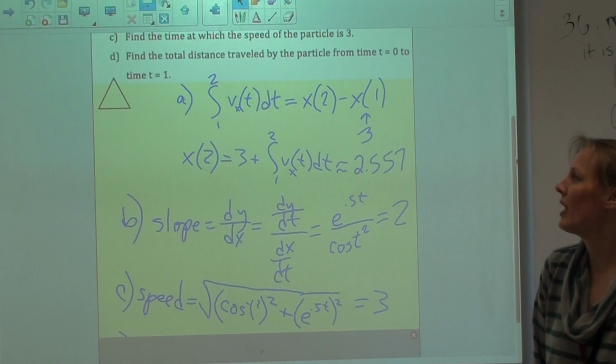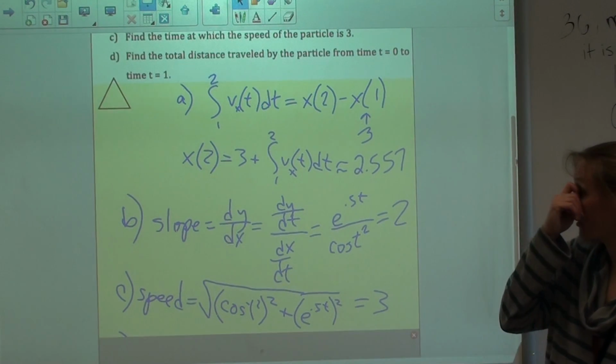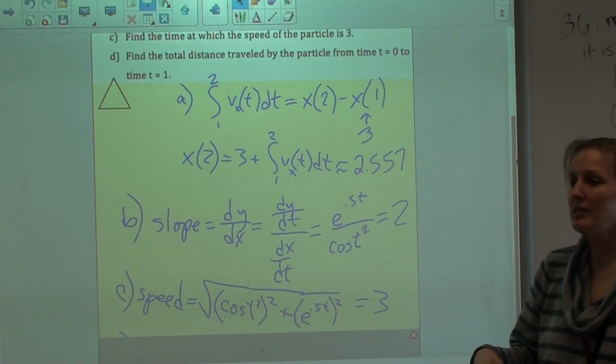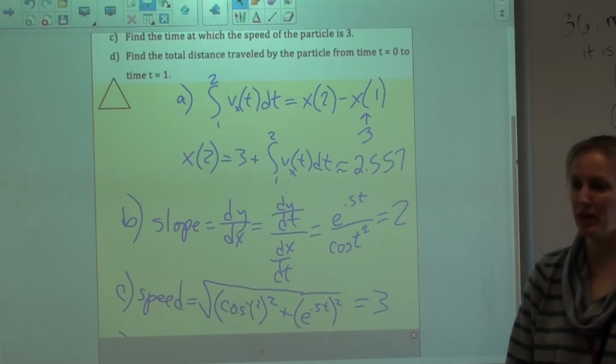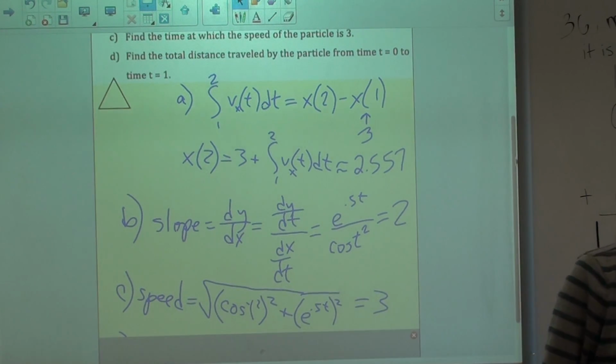Okay, so last part. Find the total distance traveled from 0 to 1. So distance is the integral of your speed function from 0 to 1. So see if you can find distance.